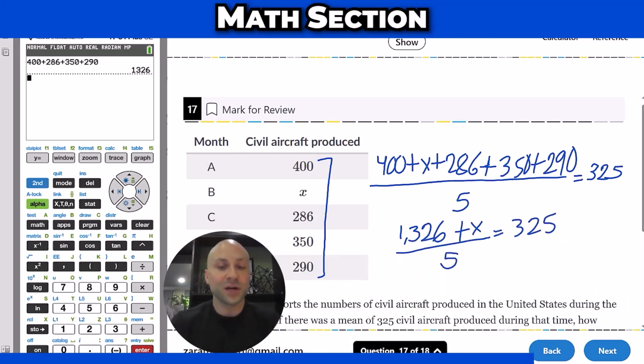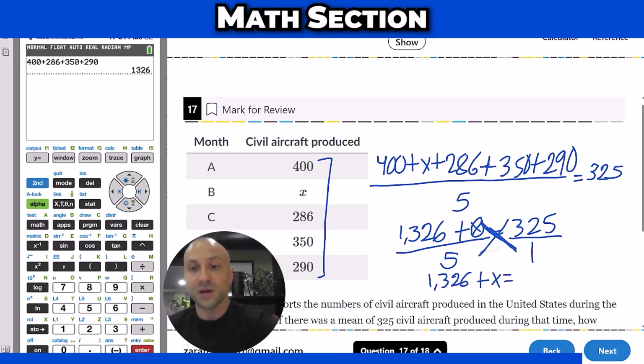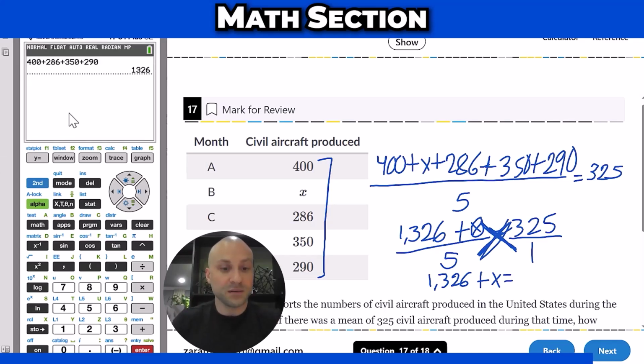Now, whenever I have a fraction on one side, I like to make the other side a fraction by putting it over 1, and then we see very clearly it's a proportion where we cross multiply. I like to start with the cross product that has the variable in it, in other words, the X. If I do 1 times anything, I'm going to get that other thing. So 1,326 plus X is equal to, now the other cross product is 5 times 325. We'll put that in the calculator, and we get 1,625.